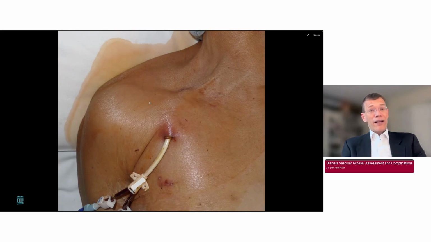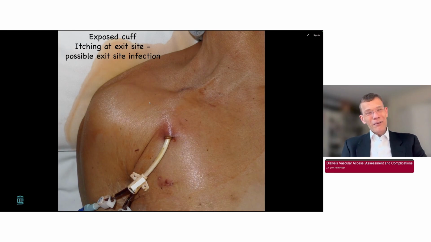Here, you have an exposed cuff, and there's often itching, there's often a little redness, there may be an early infection. This is a situation where you want to give empiric antibiotics, and then potentially you can still save the vessel access site by exchanging the catheter and retunneling it laterally or medially off the current site.